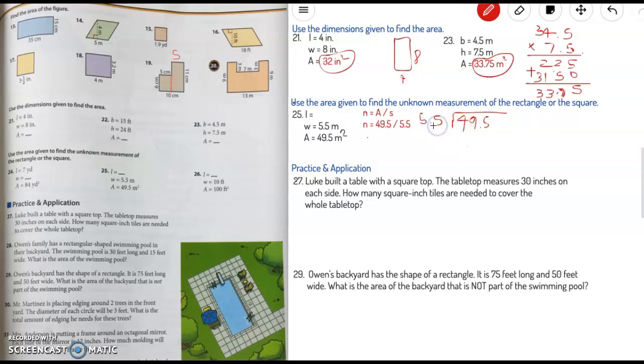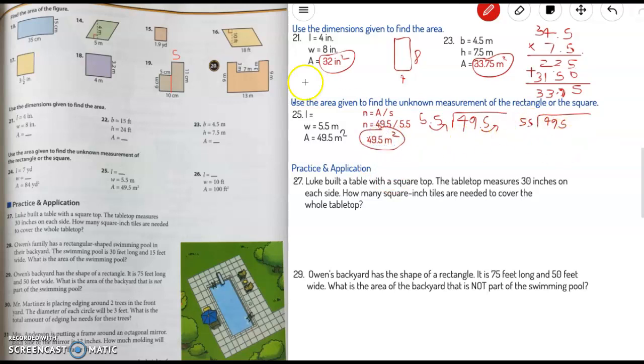All right. Again, same thing. Change the divisor into a whole number by moving the decimal point. Same thing to the dividend. So our new division problem becomes 495 divided by 55. And I will tell you that the answer to that is 49.5 meters squared. But of course, I will show you the math as well.